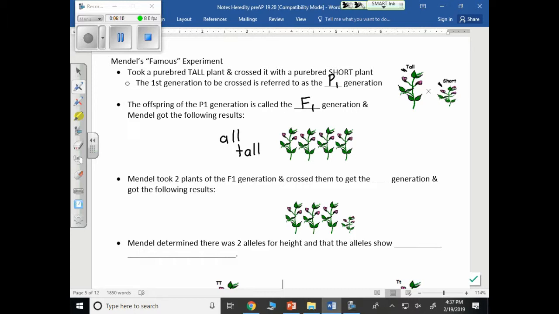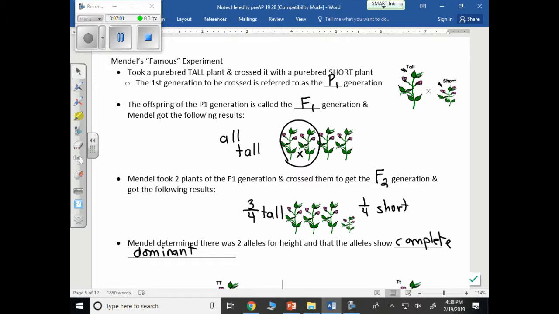So then he decided to take two tall plants from this F1 generation. So he crossed two F1s. And by the way, the offspring that you get from crossing two F1s is going to be called the F2 generation. And this is what he got. 3/4 were tall and 1/4 were short, just as short as that original P1 plant that he started with. So he learned that tall is dominant to short. So this is one way that he figured out that some alleles are completely dominant to other ones. So he figured out this trait shows complete dominance in plants, pea plants to be specific.